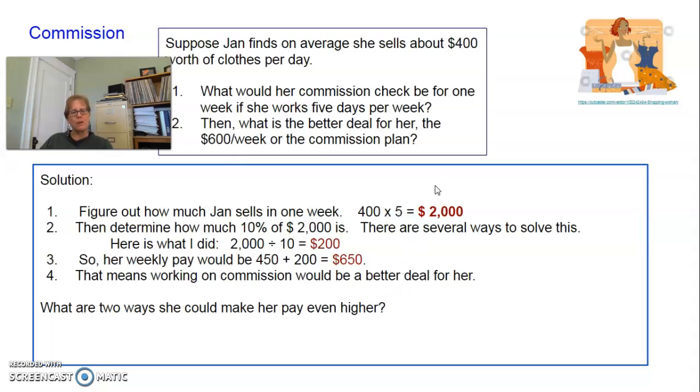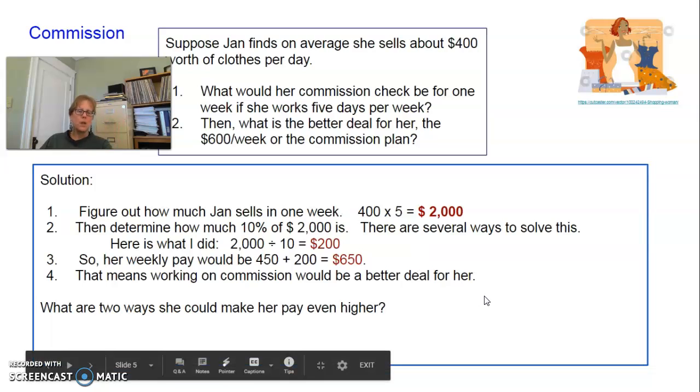All right. Another thing you could have done is just figure out what her commission would have been each day. So she would have gotten 10% of the 400 each day, so $40 per day. Then do 40 times 5. That would give you the 2,000 as well. And I'm sure you guys have some other ways to solve that.